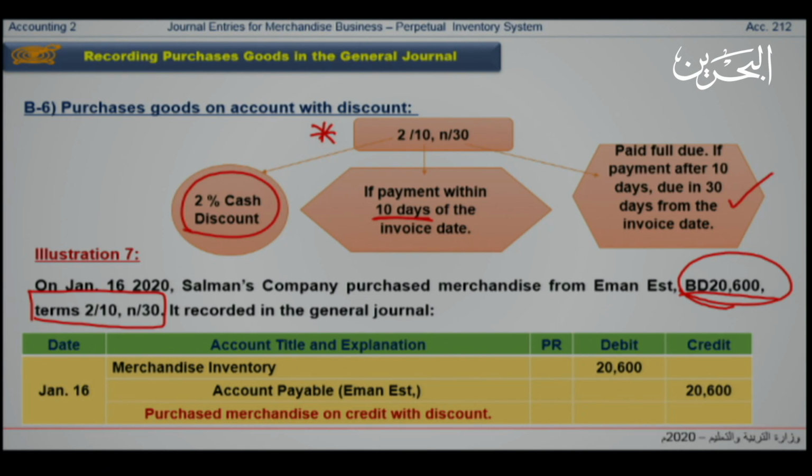Let us write the purchase transaction. If I purchase merchandise, the inventory for me will increase, and by this term I know that I didn't pay the amount of this purchase. So the purchase will be on account. My liability will increase with accounts payable, and it will be 20,600 affected on the credit side.